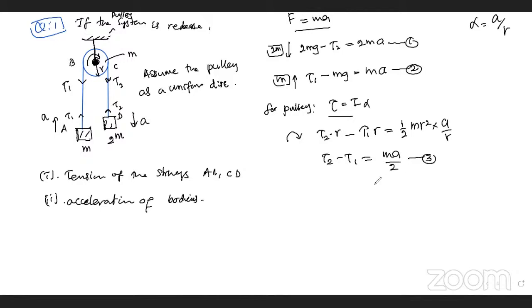Now it's easy to simplify these three equations and find the tensions and the acceleration. You can do this. Adding them, T1 and T2 cancel, so 2mg minus mg equals 2ma plus ma over 2.